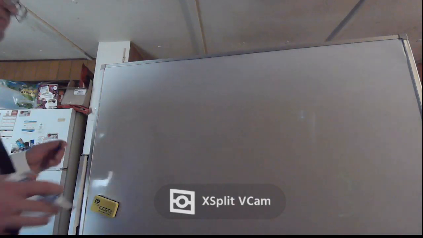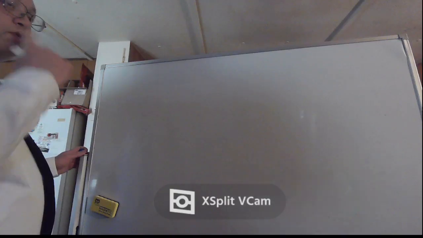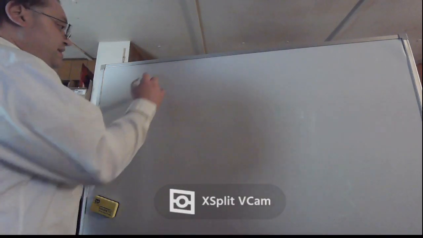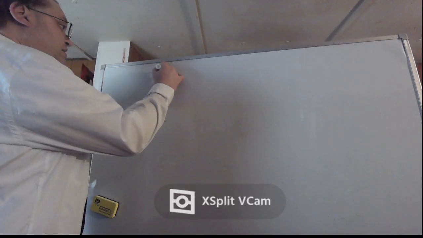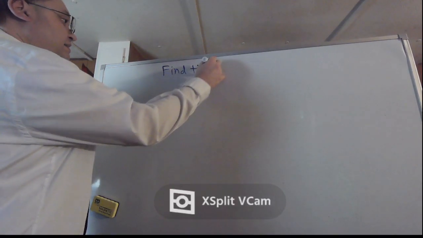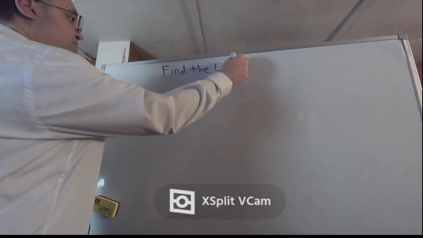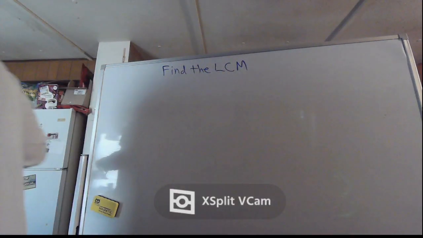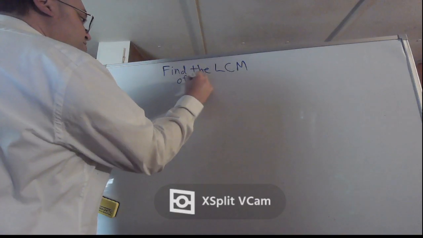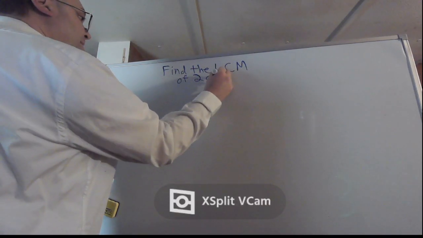Today we're going to be talking about least common multiples of numbers. So, what is a least common multiple? Well, when you have two or more numbers, it's the smallest multiple of each one. So, what do we mean by that? Let's say we have to find the least common multiple, the LCM, of 2 and 4.